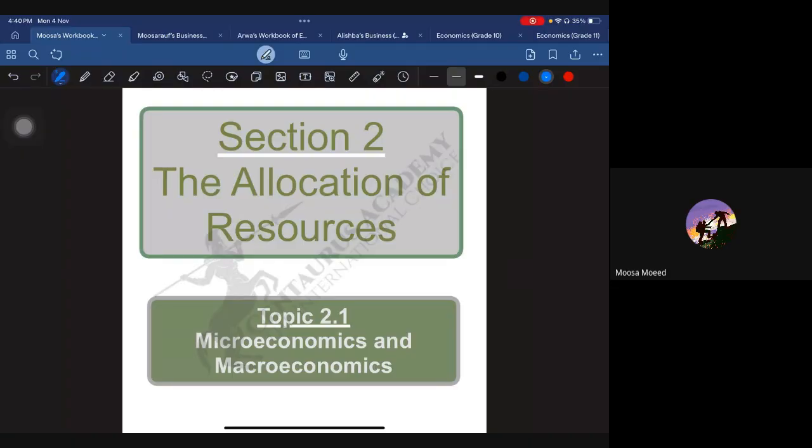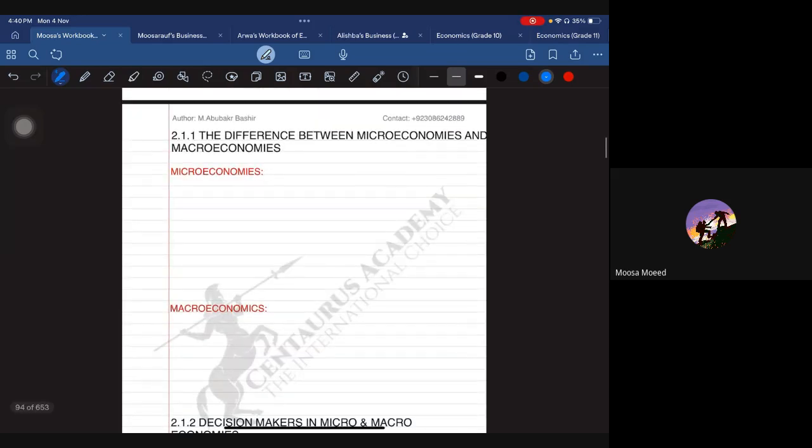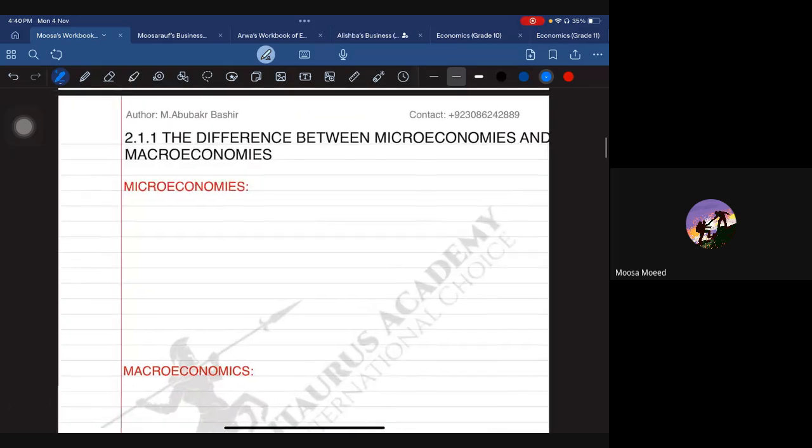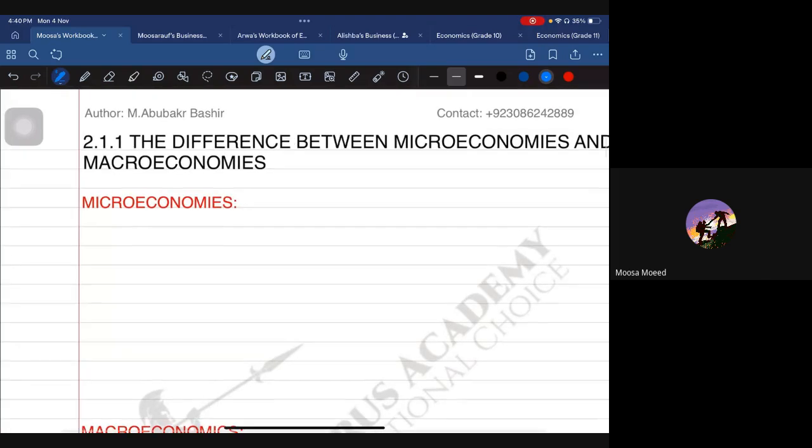Okay, so today we are going to start with section two, that is the allocation of resources, topic 2.1, micro and macroeconomics. So, first of all, what we are going to do is understand the difference between the two, that is, the difference between microeconomics and macroeconomics. First, let's talk about microeconomics.